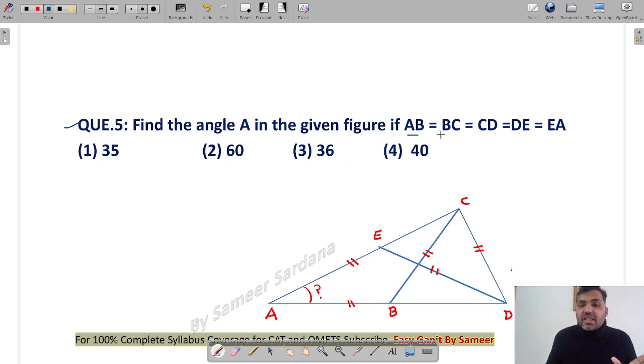If 5 consecutive sides are equal, the answer, this angle, straight away will be 180 degrees divided by 5. Why 5? Because 5 side lengths are equal. So straight away your answer will be 36 degrees. This angle will be 36 degrees. But let me also tell you the proof of it. Why would it be 36 degrees, guys? Let's have a look at it.